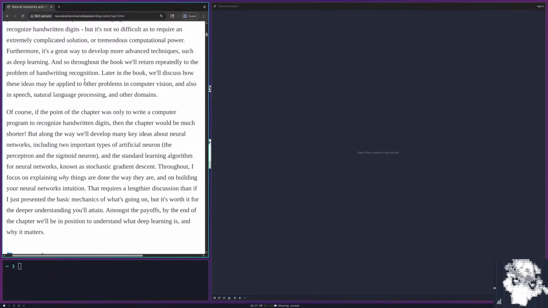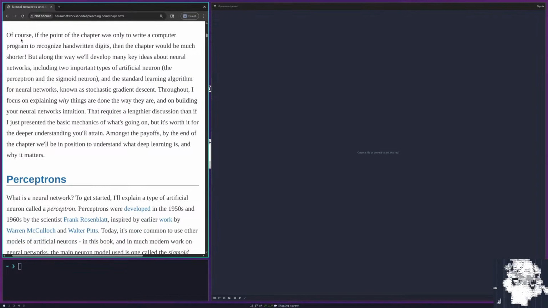Later in the book, we'll discuss how these ideas may be applied to other problems in computer vision and also in speech, natural language processing, and other domains. Of course, if the point of the chapter was only to write a computer program to recognize handwritten digits, then the chapter would be much shorter, but along the way we'll develop many key ideas about neural networks, including two important types of artificial neuron, the perceptron and the sigmoid neuron, and the standard learning algorithm for neural networks, known as stochastic gradient descent.